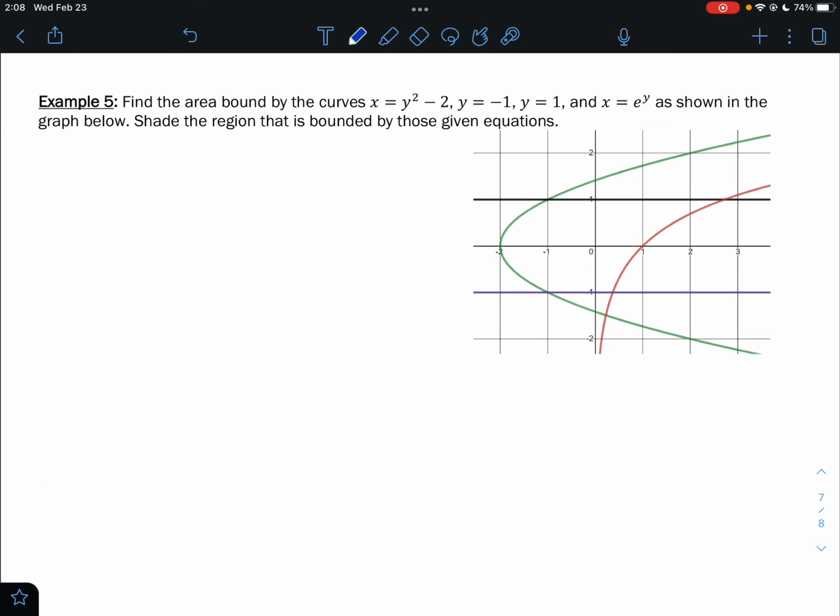All right, example 5. Find the area bounded by the curves given. And also y equals -1, y equals 1. So we're just looking at this region right here. No need to find the bounds, because they tell us the bounds are -1 to 1 here. So our area is going to be -1 to 1, right minus left.